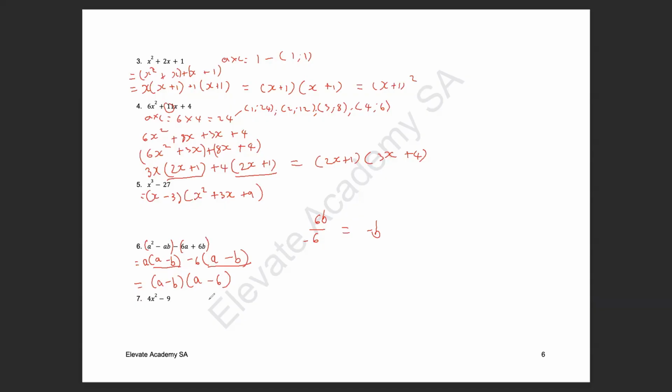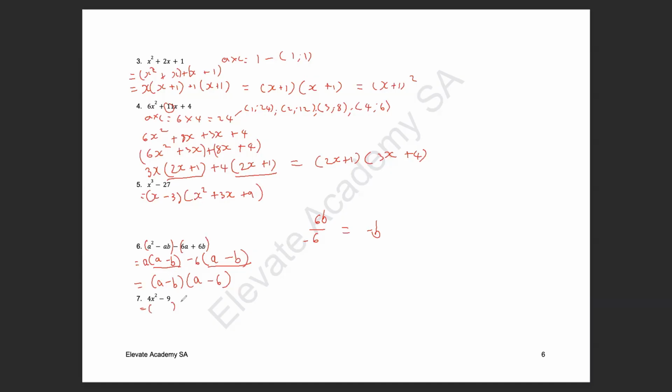Okay, now let us move on to number 7. Once again, is there a highest common factor? No, there isn't. Then we move on to check: is it a trinomial? No, it isn't. Is it the difference of two squares? Possibly. Let's look at this. Is 4 a perfect square? Yes, it is. Is x squared a perfect square? Definitely. Is 9 a perfect square? Absolutely. And do we have a negative sign in between them? Yes, we do. So this meets the conditions of difference of two squares.